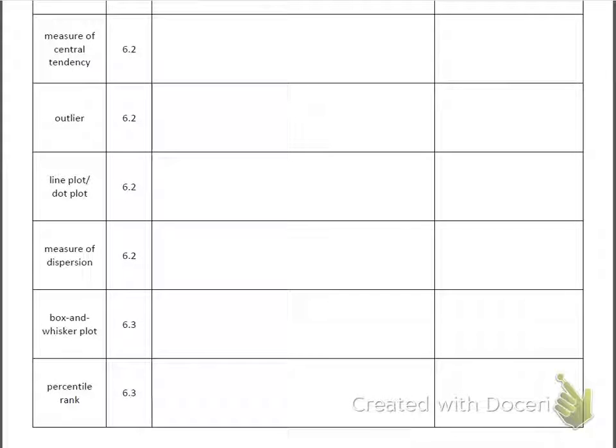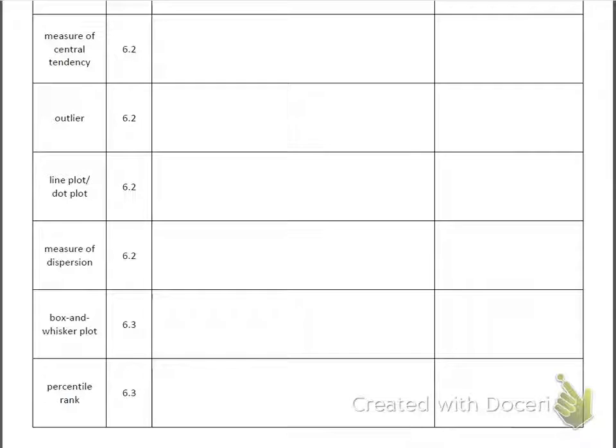So for 6.2, we're talking about measures of central tendency and dispersion. We're going to mostly talk about measures of central tendency. There are two measures of dispersion, and we're only talking about one of them today. So we're going to define all those terms first, and then we'll get into actual practice.